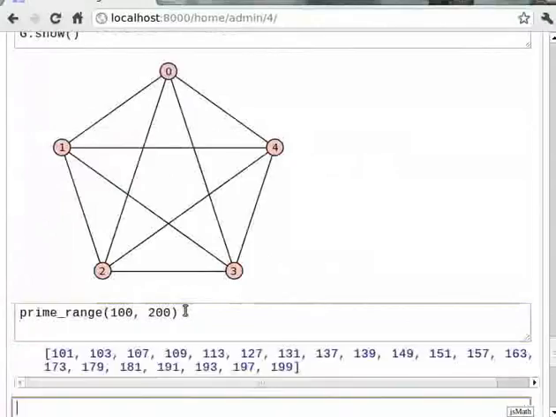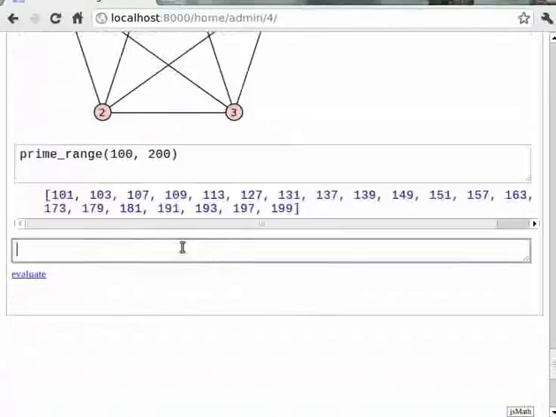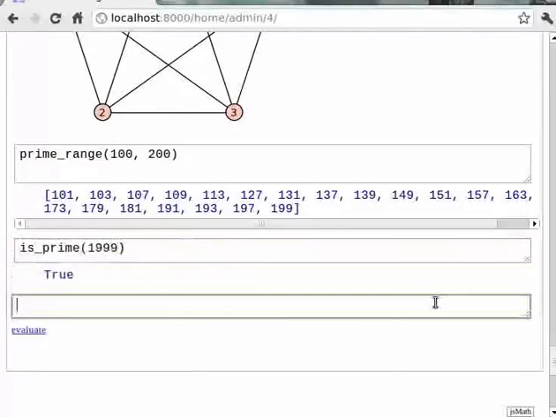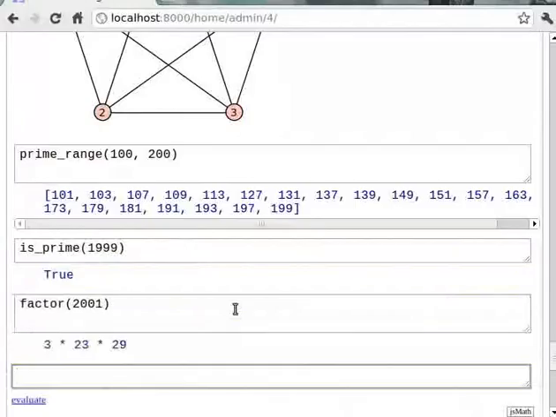So is_prime checks if 1999 is a prime number or not. For that you can type is_prime(1999) and hit shift enter. So you'll get the answer. factor(2001) gives the factorized form of 2001. So to see that you can type factor(2001) and hit shift enter. So you can see the value in the output.